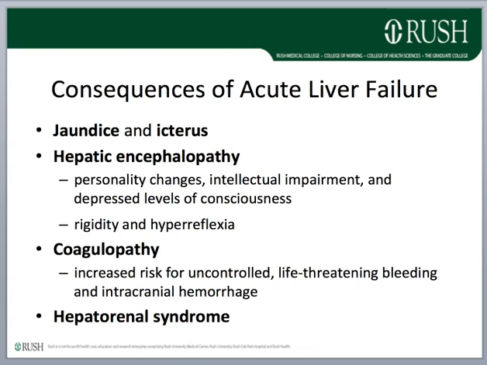Coagulopathy is another important consequence. Remember that the liver is the major site of production for a number of vitamin K and non-vitamin K dependent coagulation factors. So this puts the patient at increased risk for uncontrolled life-threatening bleeding and or intracranial hemorrhage. And then finally, there's hepatorenal syndrome, in which the patient in acute liver failure also goes into acute renal failure.